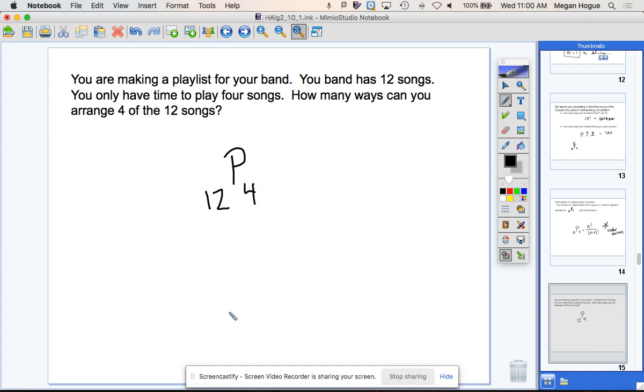How many songs am I going to pick? 4. So that's the way I set up my problem. So in my calculator, I type in the 12. I go into that menu. I pick the nPr function, and then I go back. I hit 4, and I hit equal. 11,880. Why do you have to go back out into the 4? That's just the way the calculator works.